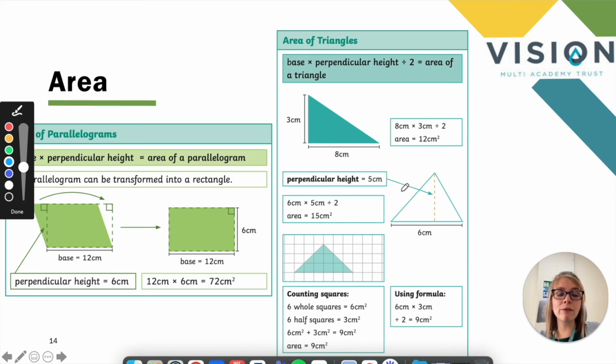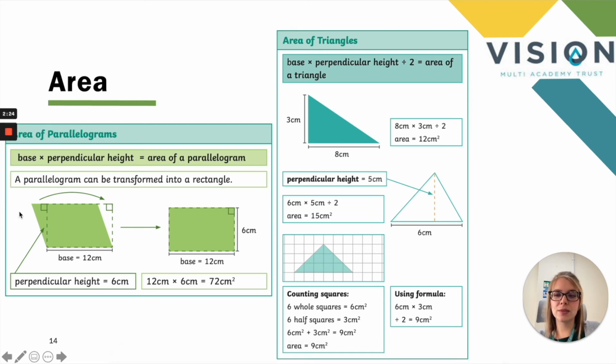And it's the same for whichever type of triangle we use. It would be base multiplied by perpendicular height, divided by 2. So all we need to do is remember those simple formulae, and that will help us work out the areas.